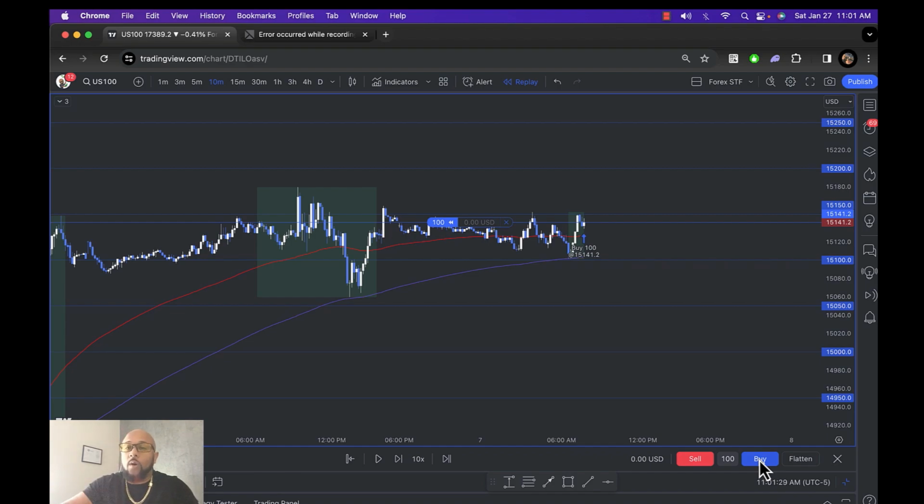Usually when one institutional level is respected, it tends to violate the next institutional level and then respect the next, right? Similar to what happened back here on the previous day. We respected this institutional level right here, and then we violated this one and we came straight to this one here. Then again, respected this one. We violated this one and we came back to this one.